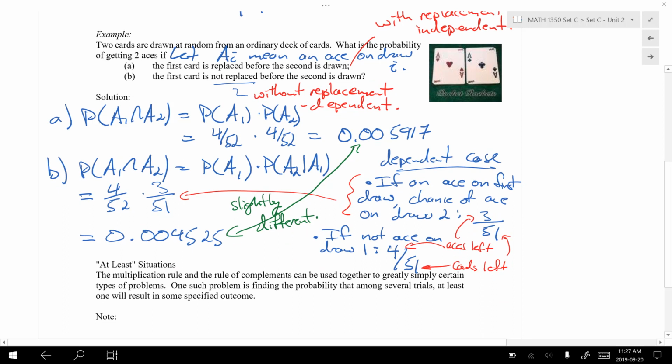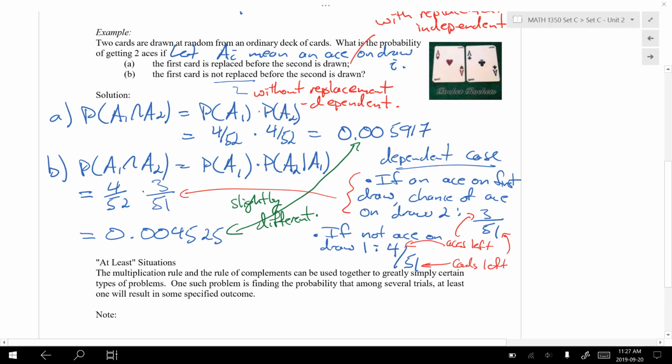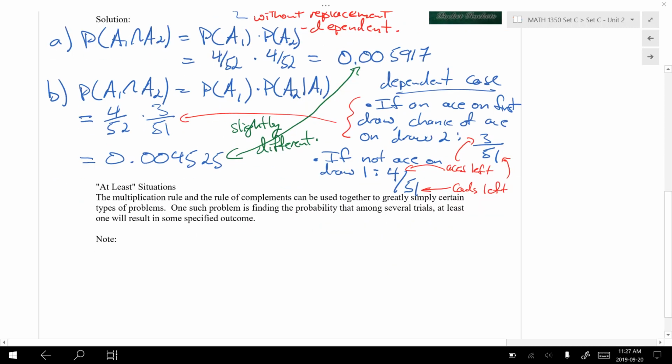Okay, we'll pick up here next time in class, thinking about some more different probability games and combining them together.